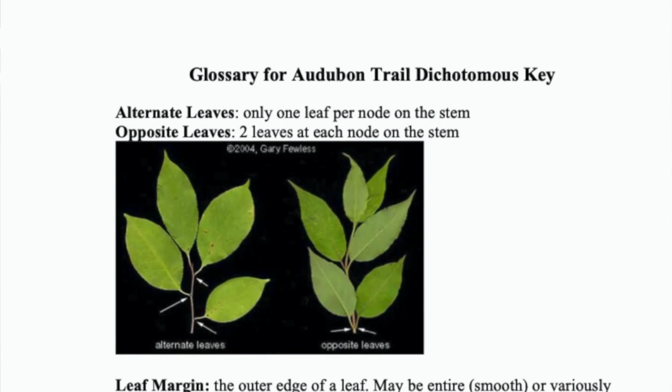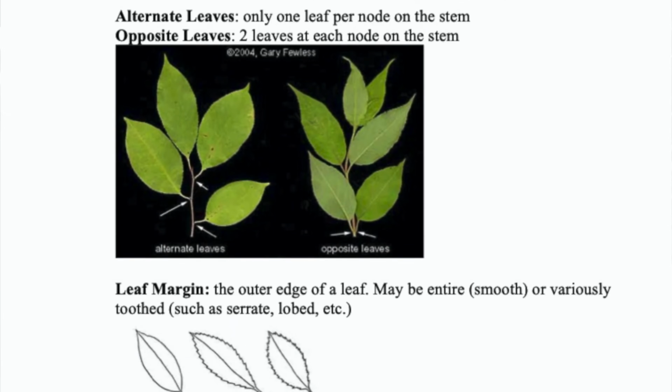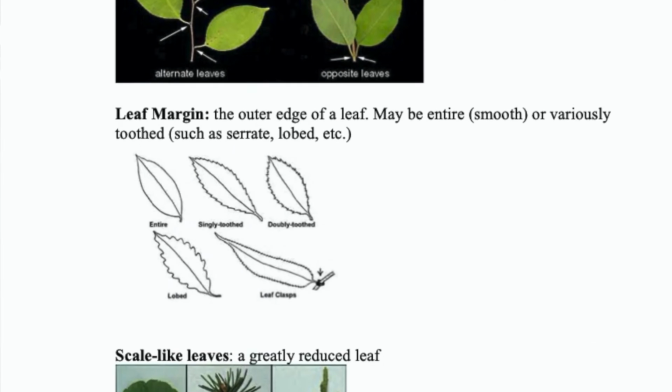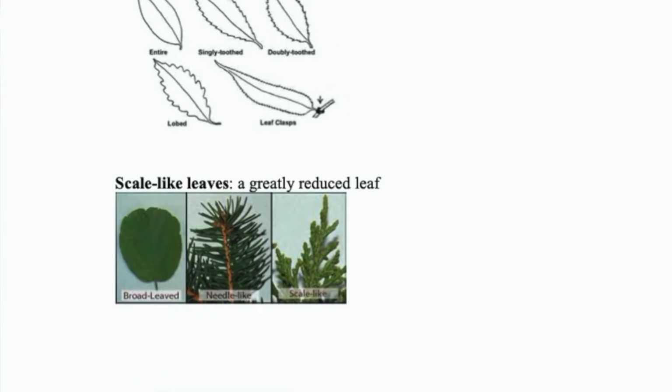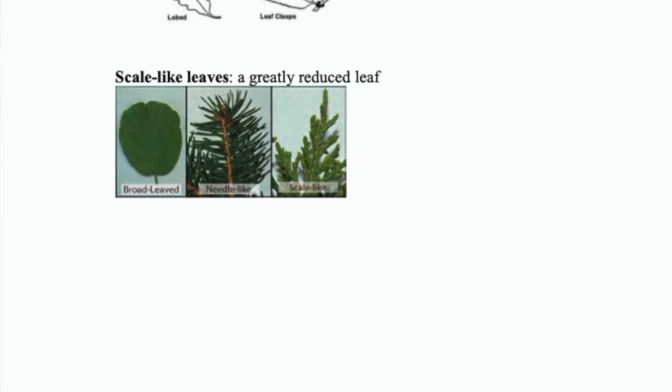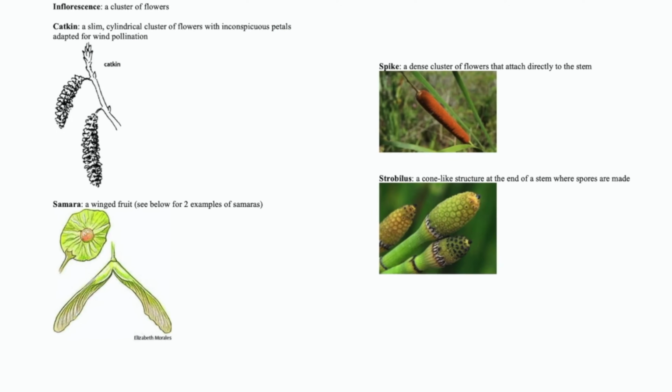All right, so today we're going to teach you how to use a dichotomous key as a way of identifying plants. Before you get started using the dichotomous key, I really recommend that you take a minute to familiarize yourself with the terms in the glossary. It might be a good idea to pause the video and have a look at the glossary. This will help you familiarize yourself with terms, things like strobilus, samara, and spike, which you may not be familiar with.